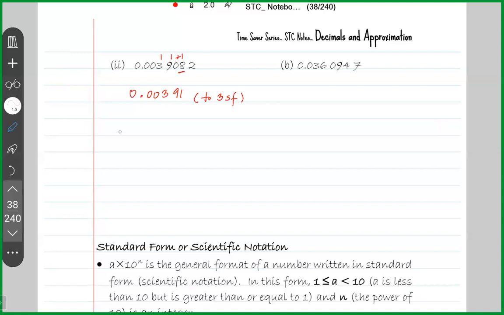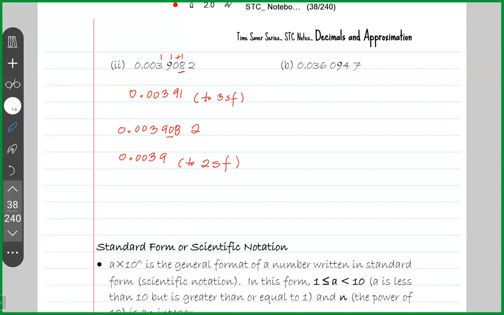The same number, 0.0039082, to 2 significant figures, I must look at the digit which is the third significant figure, which is the 0. Remember, zeros between non-zero digits are significant. So the third significant figure is the 0, which is less than 5. So I'm going to drop it and every digit after it, making my answer 0.0039 to 2 significant figures.